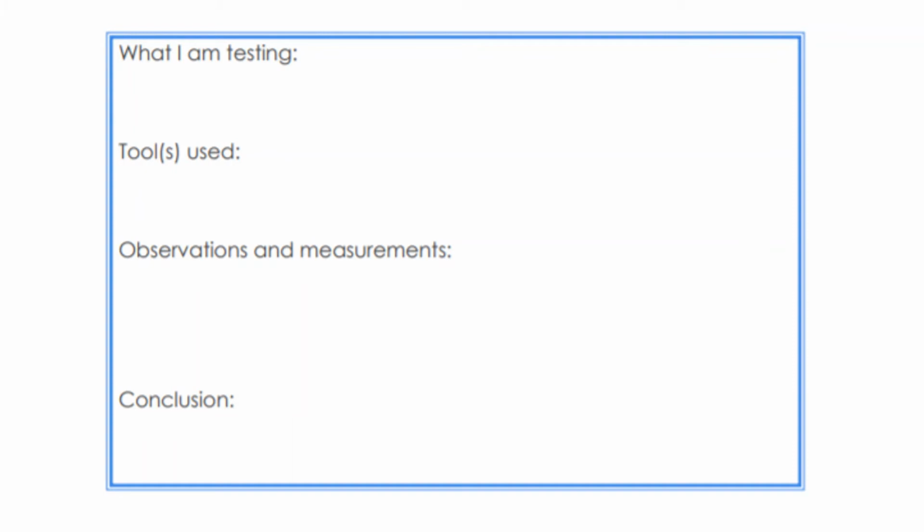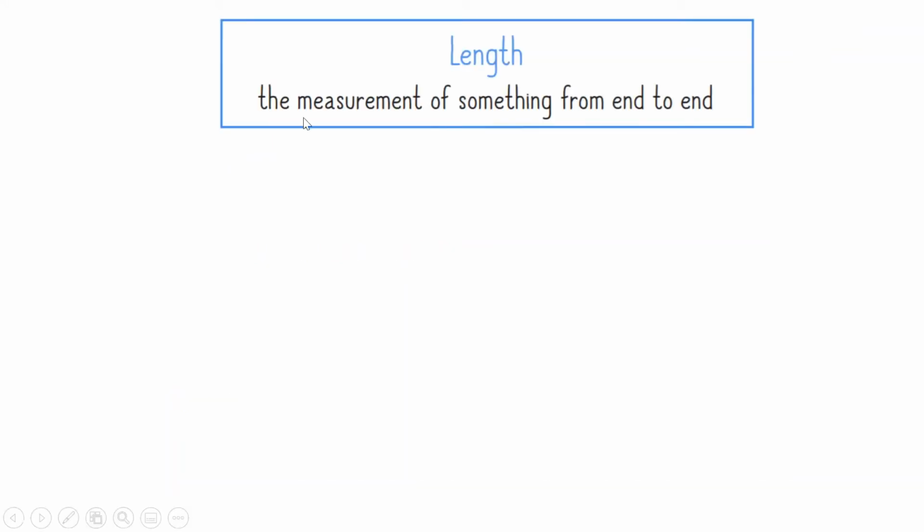Accurate measuring is very important in the scientific world. Oftentimes, scientists measure very small substances. Scientific tools have been made that measure weight, volume, or length in very small units. So, the first one we're going to start with is length. The measurement of something from end to end.